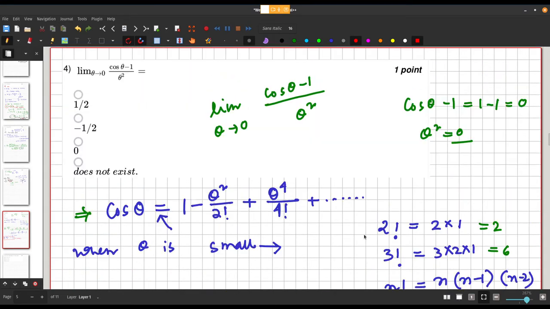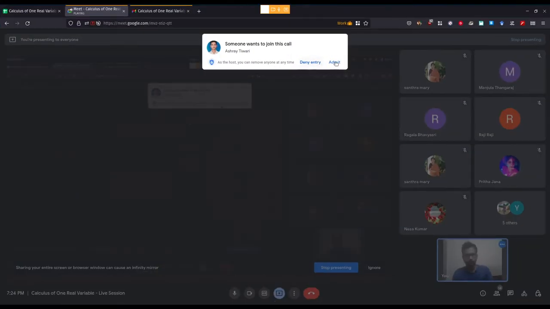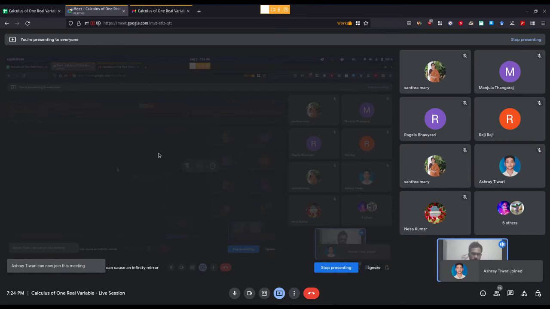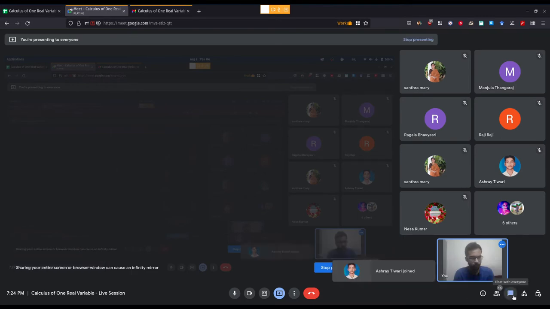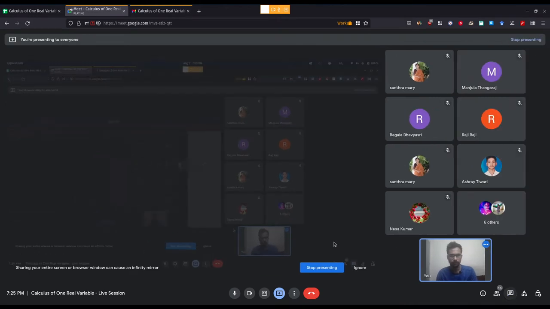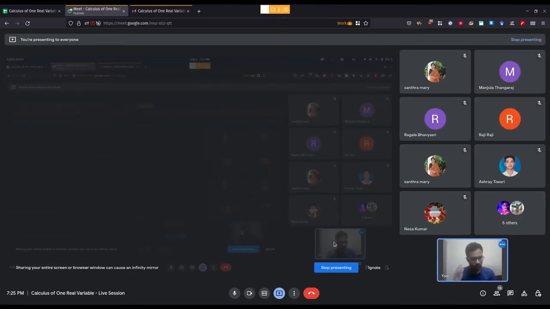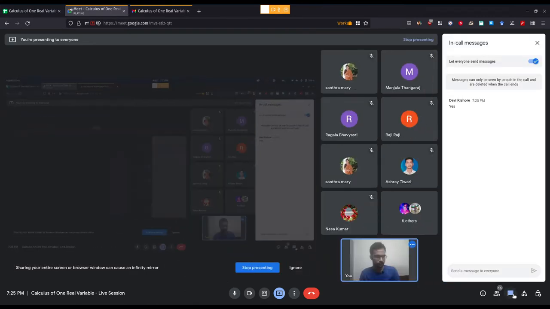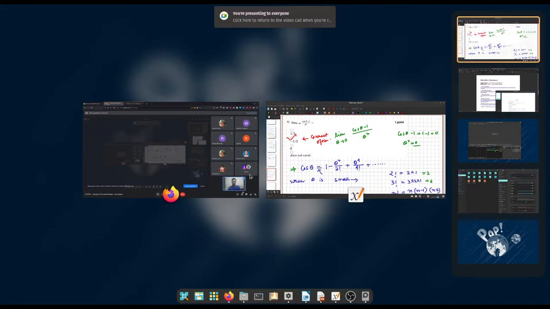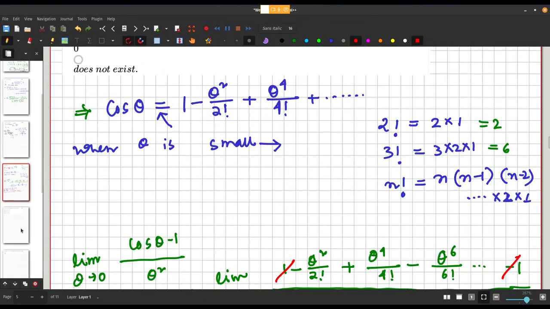And let us visit the given options. So here minus half is the correct answer. So that was our problem number 4. And does anyone have any doubts here? You guys can hear my audio and see my screen, right? Okay, thanks. Okay, since there are no doubts, we can go to the next problem, which is problem number 5.